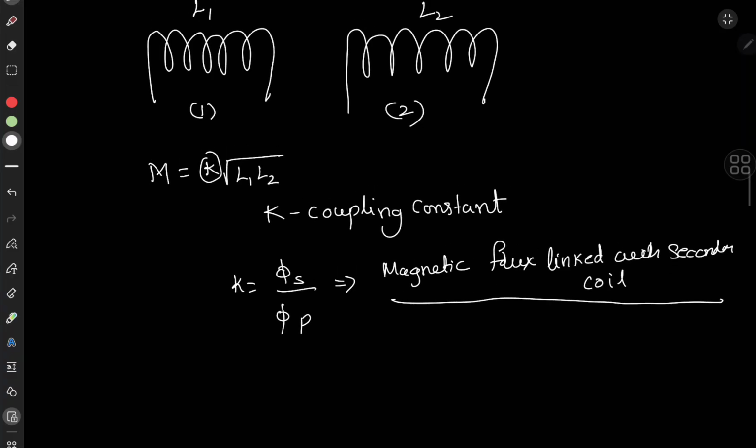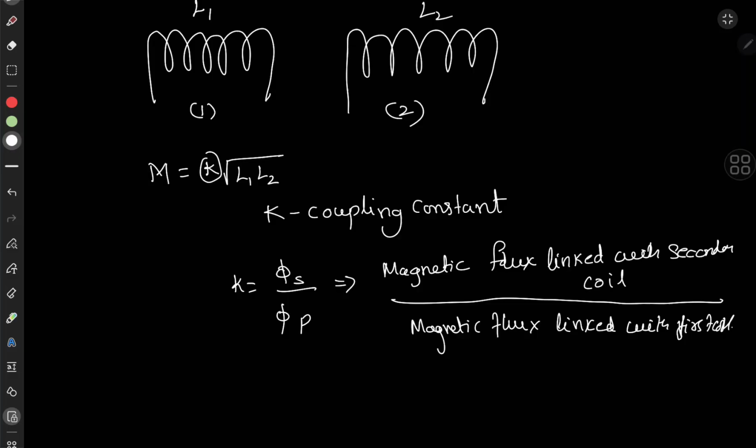If you are calculating the mutual inductance by the self-inductance method, then it is the magnetic flux linked with the second coil and the magnetic flux linked with the primary coil, the first coil.